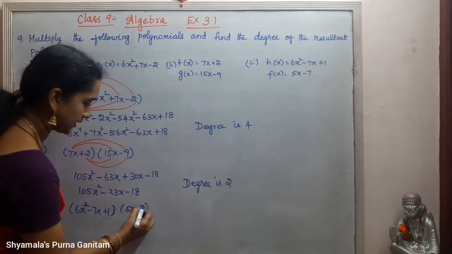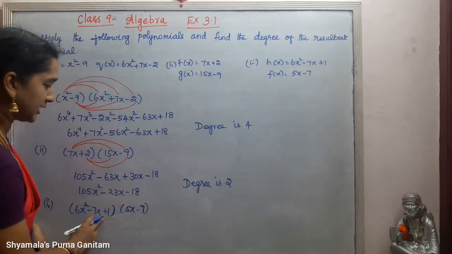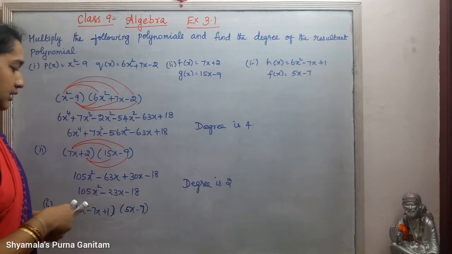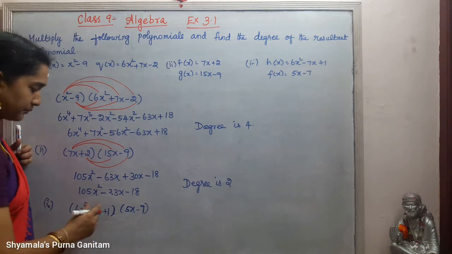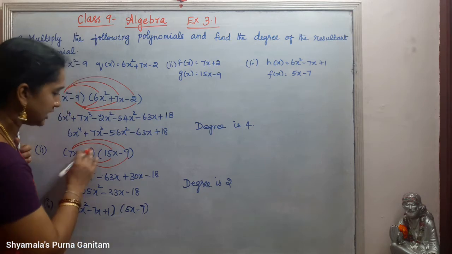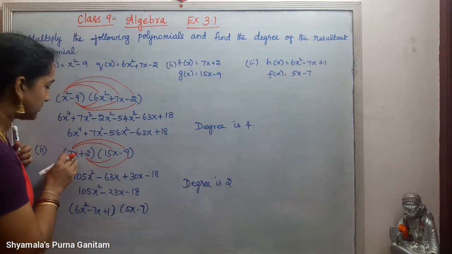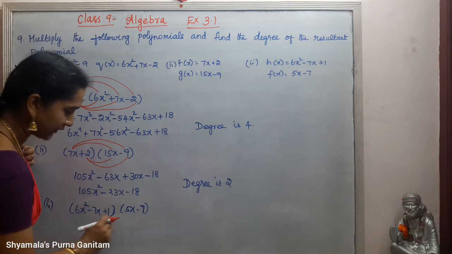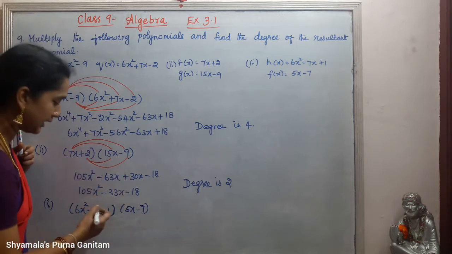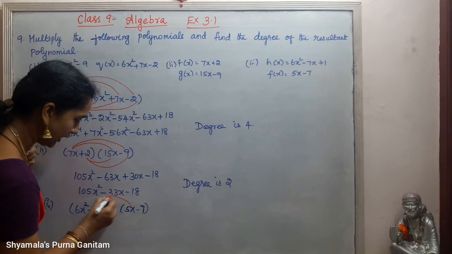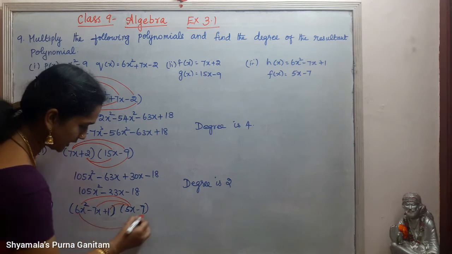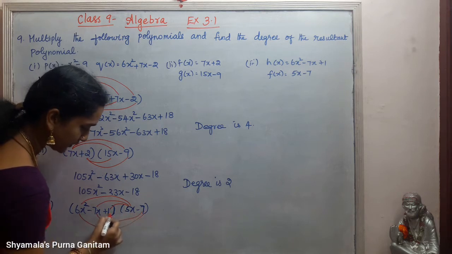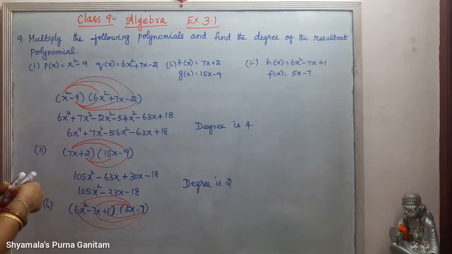Now the third sum is (6x squared minus 7x plus 1) into (5x minus 7). So this 5x, anyway it can be multiplied. In the previous sums I multiplied the first term with that one. Here we have three terms, anyway it can be done. So I am doing it with this 5x first, then with 7. So like this I am going to do in this sum.